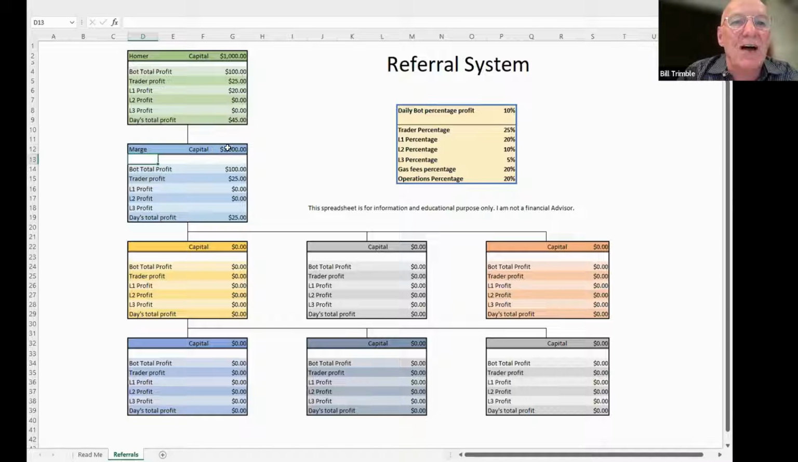So Marge has now put $1,000 in. She also gets 25% as her trader percentage. So 25% of 100 is $25. So she's made $25. But look what's happened up here now. Homer has made an extra $20 there. He's now got $45. So he's made 25 on his trader, and on his level one, which is Marge, he's made $20. So now he's made $45. He gets 20% from level one, don't forget.